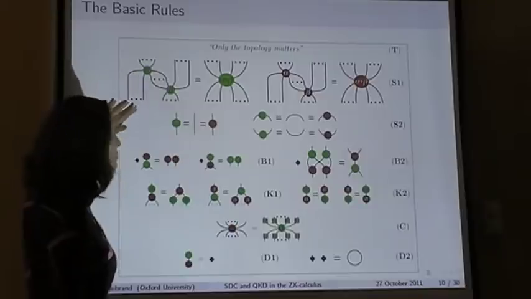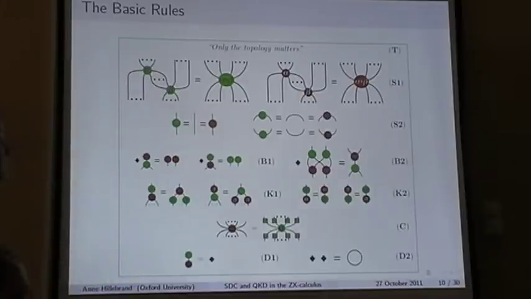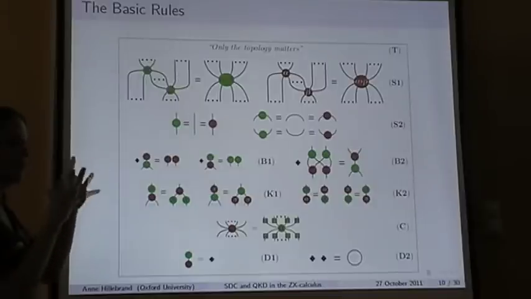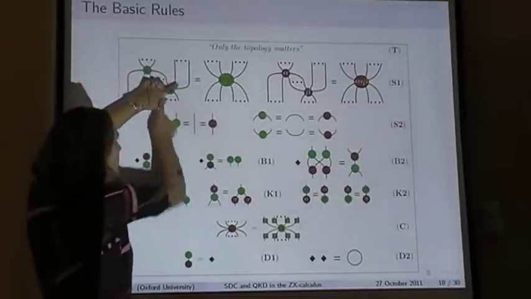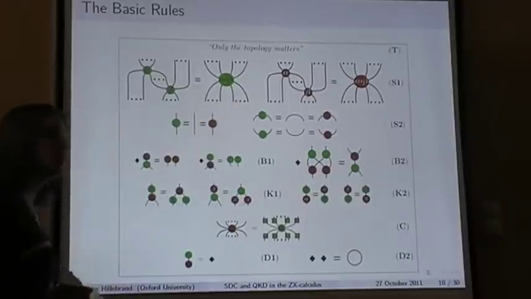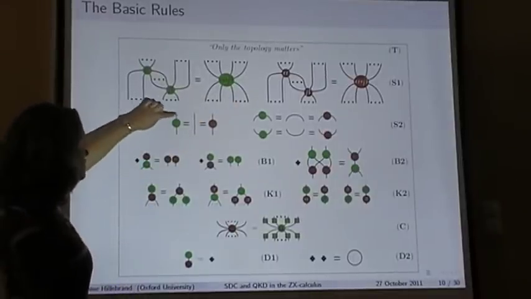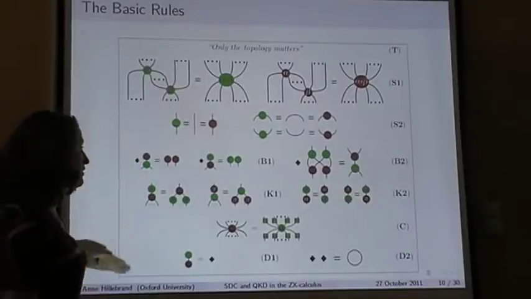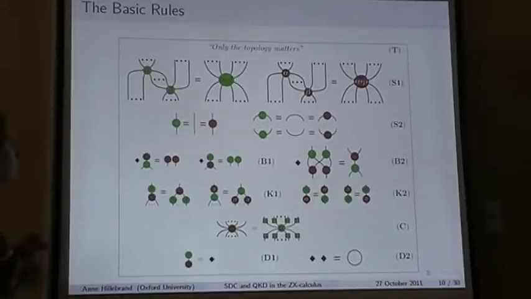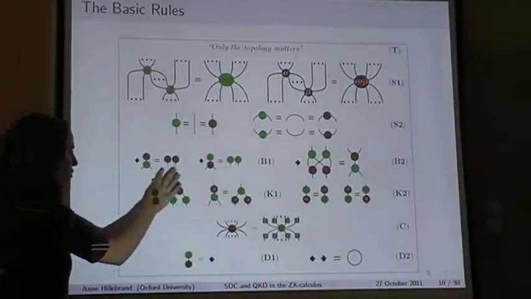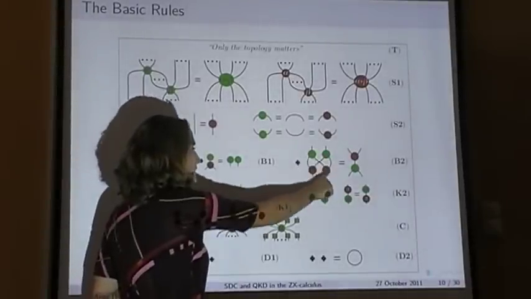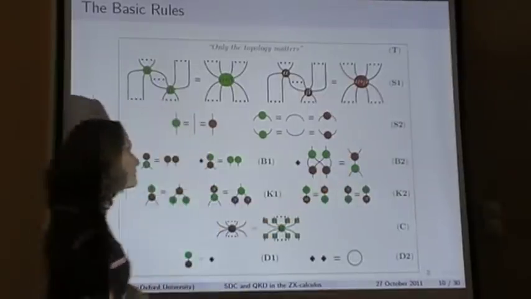The next two rules, S1 and S2, are also called the spider rules. What we have there is that if we have a green dot and a green dot here, and they meet at some input and output, we can morph them together and add their phases. And what we also have is that if you have a dot with phase 0, like this one, we can omit it. We can just leave it out. So that brings us to the B rules. We can push the red dot through, and then we'll have two separate ones. And we can replace this little cross here by this, and then we switch the colors.